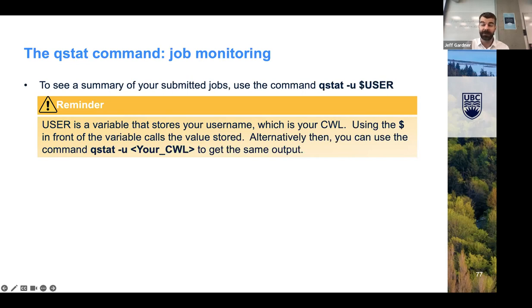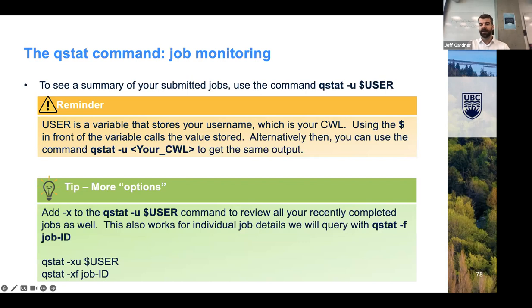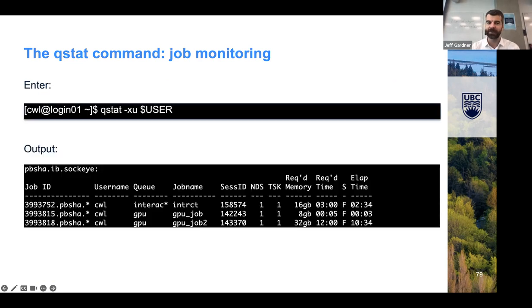If you did that now and your job's finished, you're not going to see anything. So a little tip here, if you want to see all of the jobs you've recently run, including those that have completed in any fashion, so whether that's finished running successfully, failed in some capacity, or they've been terminated in some capacity, adding the x option to the dash u will show completed or otherwise finished jobs. And I've shown two examples below. So for the job that you just submitted, if you were to run qstat -xu user or CWL, this should then show you that job. So I'm just going to show you an example here, the input and the output.